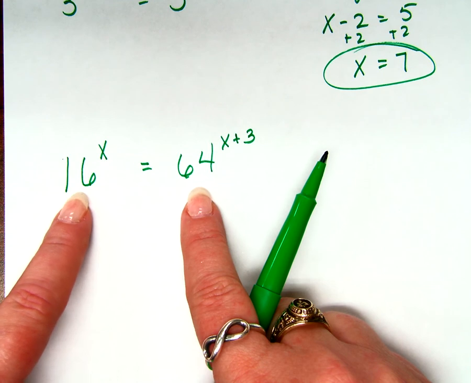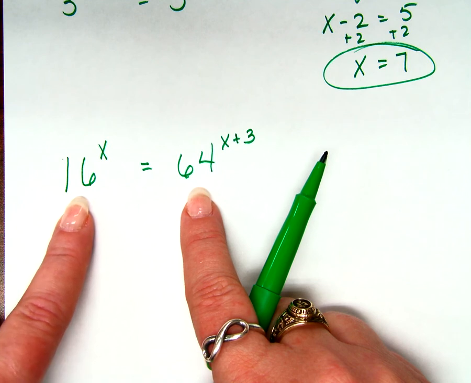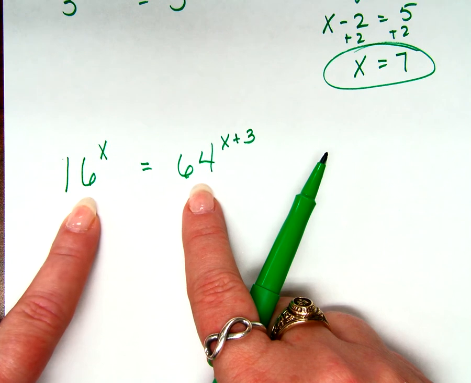8. 8 to what power is 16? 8 to what? 8 squared is 64. 8 to what power is 16? So maybe it's not 8.